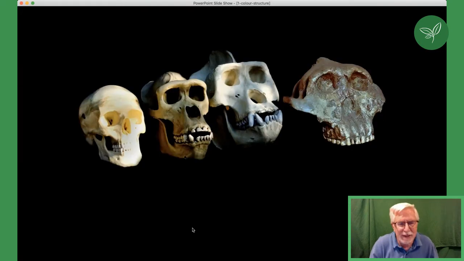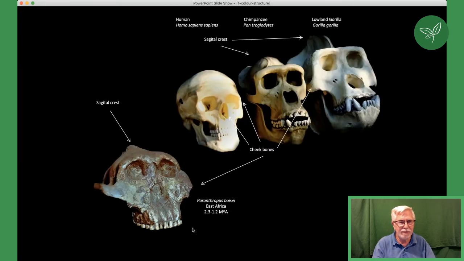And this is our kind of family tree. These are four members of the ape family. Two of them are still in existence. Two of them are extinct. Our skull is on the far, I'm not sure if it's right or left, the way I'm looking at my screen, but it is the whitish one at one end. Then we have an extinct ape, a gorilla, and then we have an Australopithecine, which is a type of hominid. Oh, it's a chimp.